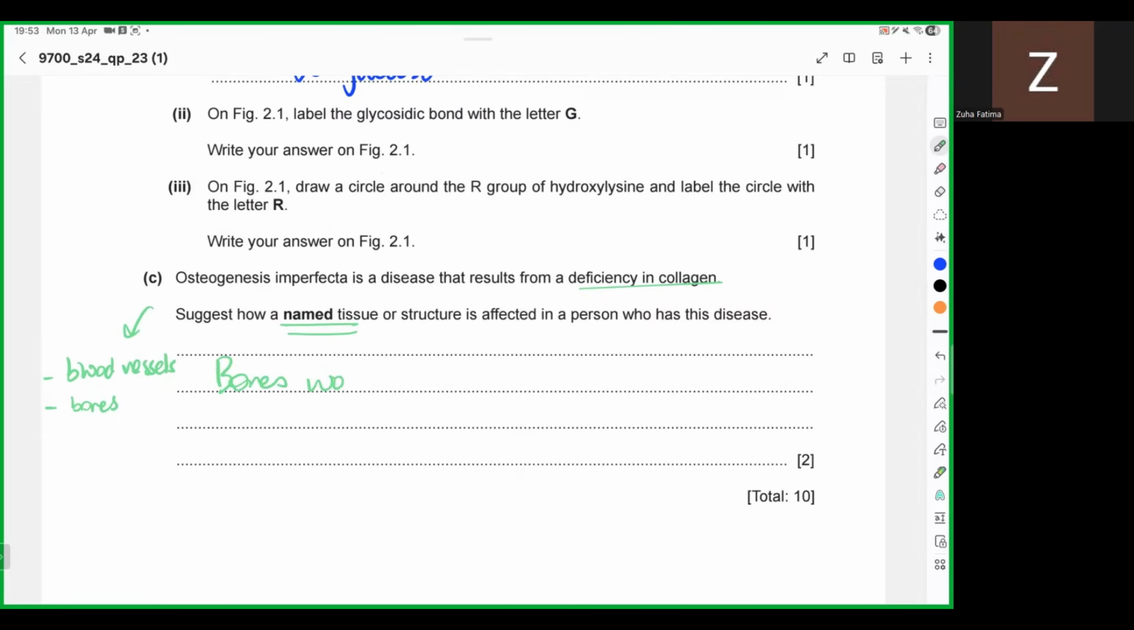So bones would become weaker and more vulnerable to fractures.